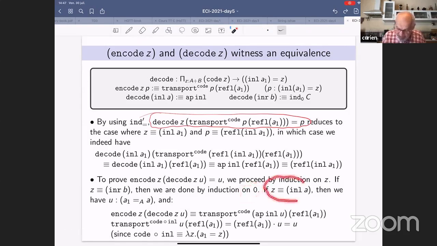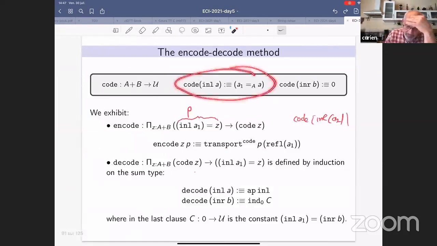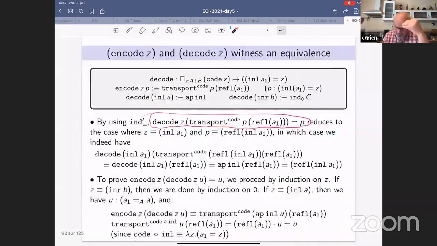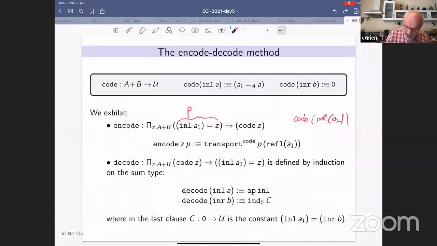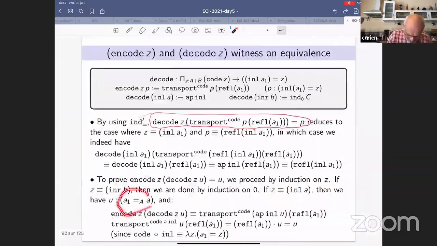And if Z is in left, then the U here, by definition, is of type code of Z. If Z is in left A, code of in left A was this equality type here. I'm not cheating, it's here, the same. So in this case, we have that our U is of this type.